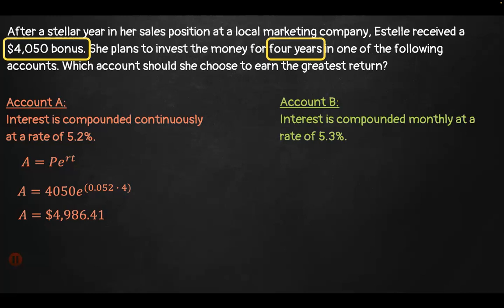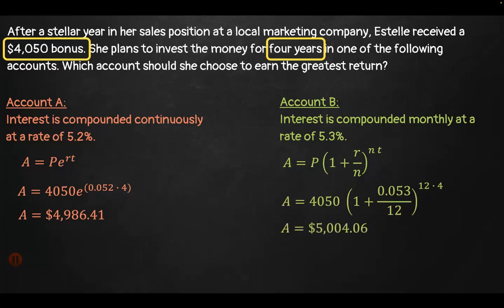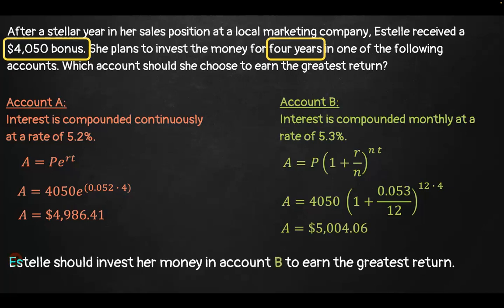Now, if we look at account B, the interest in account B gets compounded monthly. So there is our keyword, which is monthly. And so we're going to use our compound interest formula. Because we know monthly, n is going to be 12, the number of times in a year that interest gets compounded. You know your rate, 5.3%, or that as a decimal. And again, you know the time, which is still 4 years, as well as the principal, or that starting amount. So we're going to plug that information into your formula here. When you plug that into your calculator, you're going to get $5,004.06. So Estelle should actually invest her money in account B to earn the greatest return.